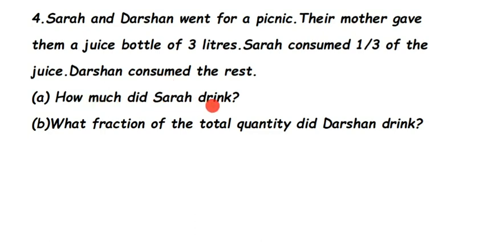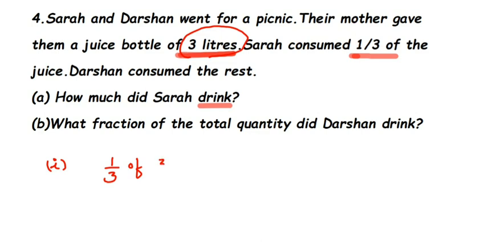So they have given that she drank 1/3 of the juice, and they're asking how much Sarah drank, which means we have to find out in liters. So total there are 3 liters of juice. In this 3 liters she drank 1/3 of the juice. So let's answer the first question. How much did she drink means they have given 1/3 of the juice. The juice was 3 liters, right? So 1/3 of 3 liters we have to find out.